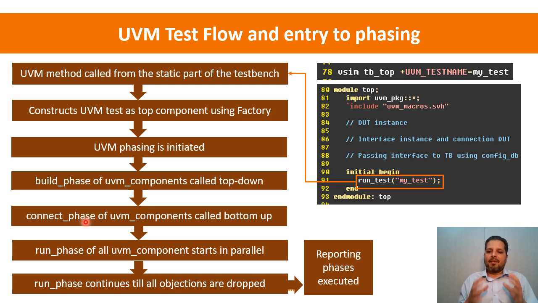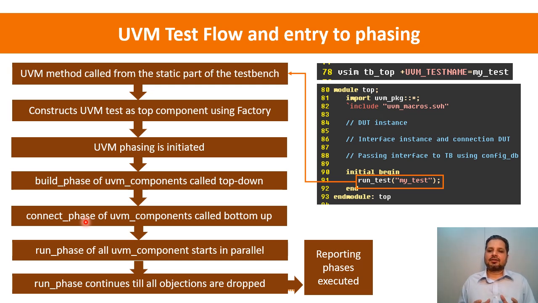But if many components have raised the objection, then the run phase will continue. It means the root will not terminate the run phase and move on to the next reporting phase unless and until all the components who have raised the objection drop the objection. Only after all the components have dropped the objection, the root moves phasing from run phase to the reporting phase. And then the functions that are provided in the reporting phase get executed in the order that is provided. And all the reporting functions as well execute in the bottom up fashion.